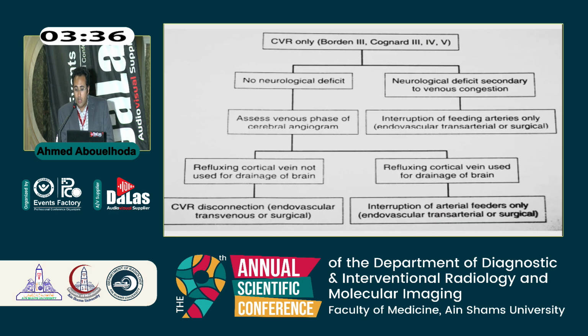For Borden type 3, 4 and 5, if there's no neurological deficit, again, assess the venous phase. If there's reflux in the cortical vein which is not used for drainage of the brain, do CVR disconnection. If it's used by the brain, just interrupt the arterial feeders. And if there is a neurological deficit, we have to do just interruption of the feeding arteries.